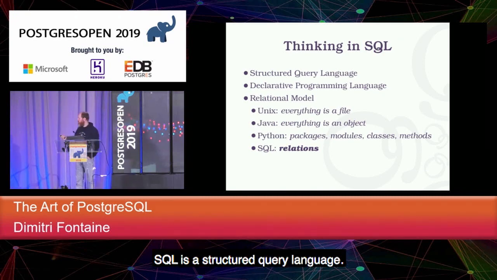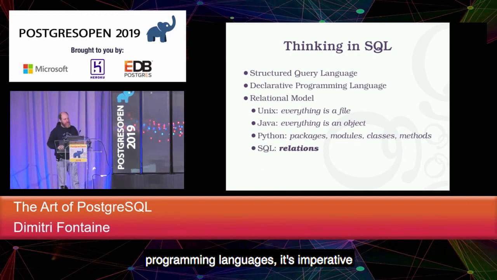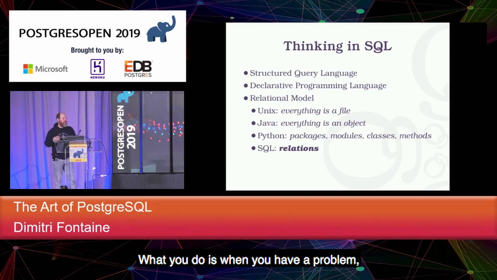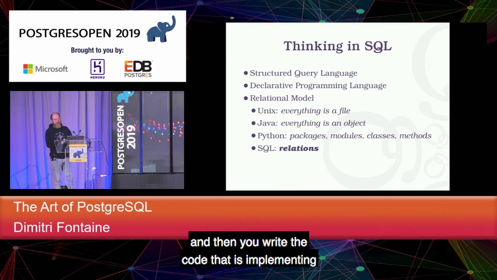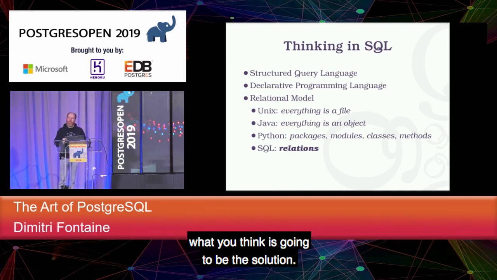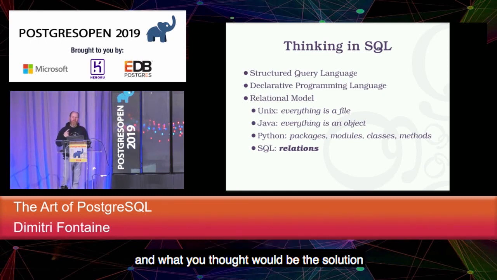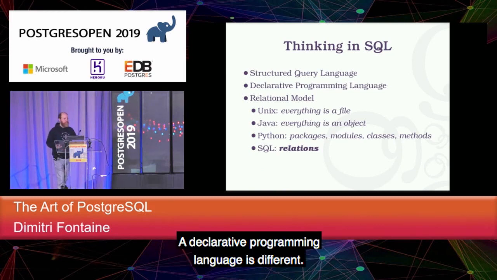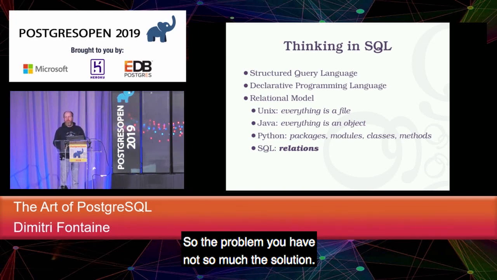So how to think in SQL? SQL is a structured query language. It's declarative, which means that in most programming languages, it's imperative or object-oriented, but it's still imperative. What you do is, when you have a problem, you think hard about how to reach a solution, and then you write the code that is implementing what you think is going to be the solution. And usually when there is a bug, it's because your thinking was wrong, and what you thought would be the solution is actually not the solution. Okay. Declarative programming language is different. You explain to the computer the result that you want, so the problem you have, not so much the solution.